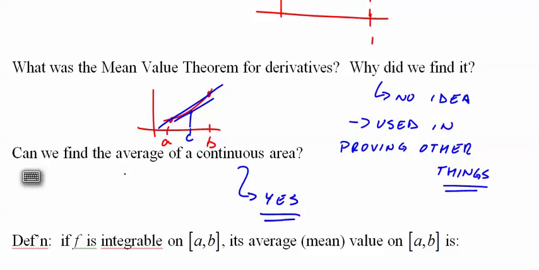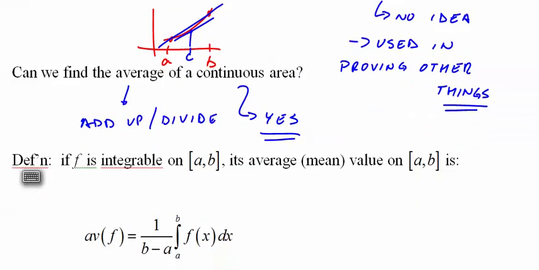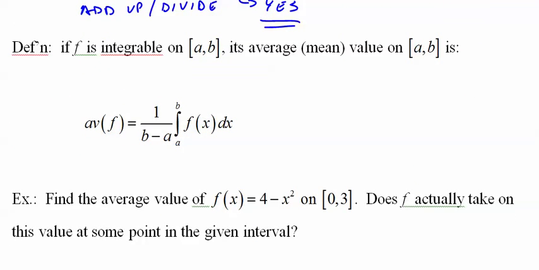That's kind of crazy because average means add them up and then divide by however many there are. Well, in a continuous area, we don't know how many there are. It goes on and on and on forever. But that doesn't mean we can't do it. We just divide by the endpoints.